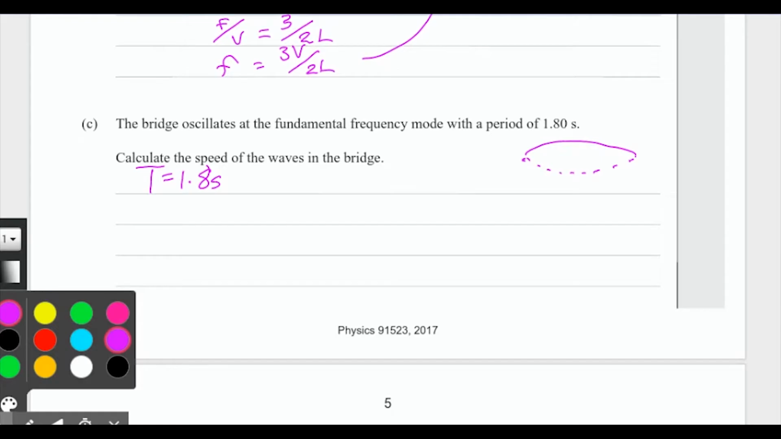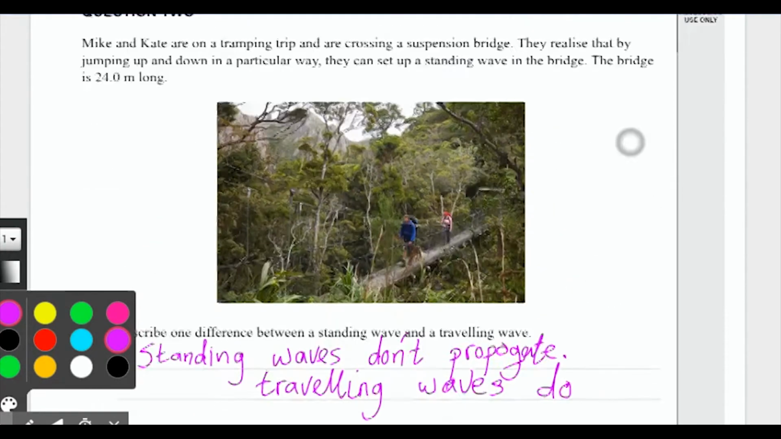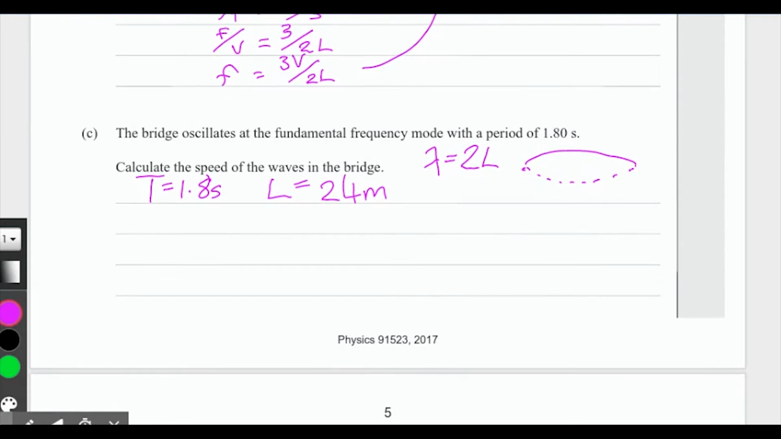Okay, so that there is half a wavelength, which means that our wavelength is equal to 2L. Okay, and we're given L. L is, well, I can't remember, but I do remember we were given it, 24 meters long. Okay, 24 meters. Now, we want to find the speed of the wave.